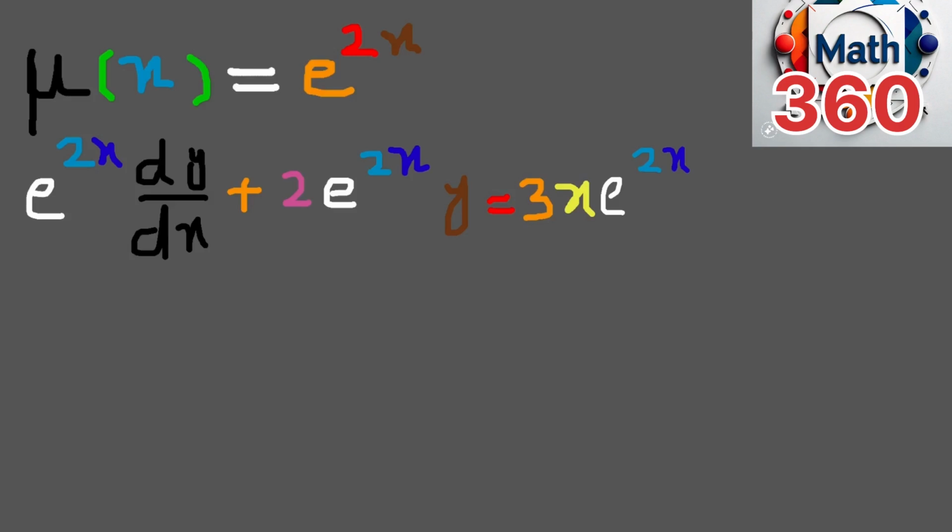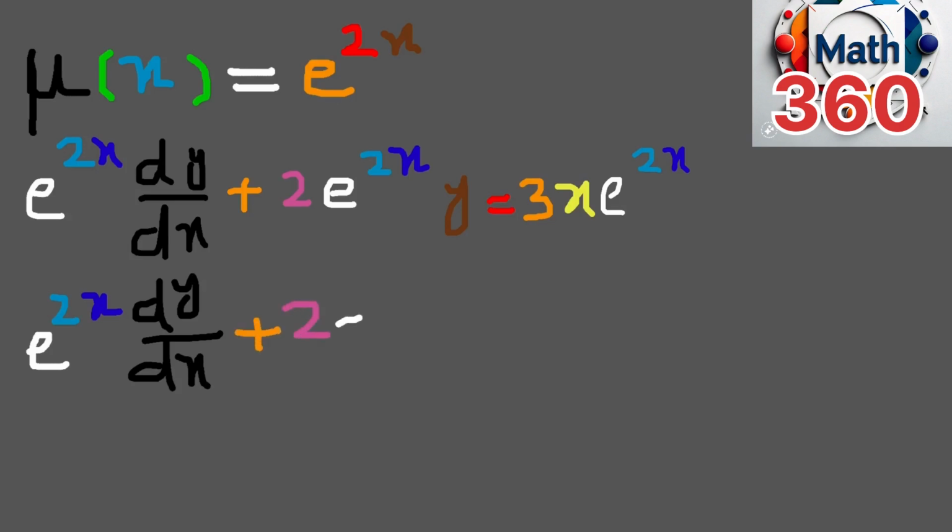Specifically, the left-hand side, e raised to the power 2x times dy/dx plus 2 times e raised to the power 2x times y, equals the derivative with respect to x of e raised to the power 2x times y.